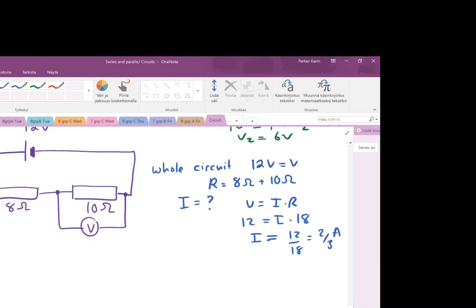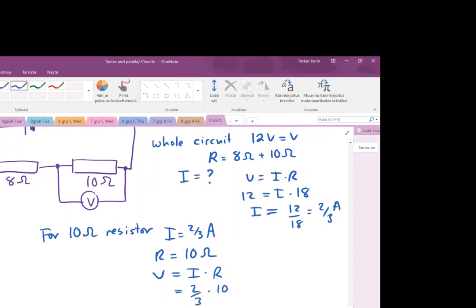I like a pretty fraction like 2/3 of an amp rather than a recurring decimal. Okay. For the 10 ohm resistor, the current is the same because it's a series circuit. So I is 2/3 of an amp. R is 10 ohms. V we don't know. V equals I times R. 2 over 3 times 10. So that is going to be 6.67 volts. 2/3 times 10.